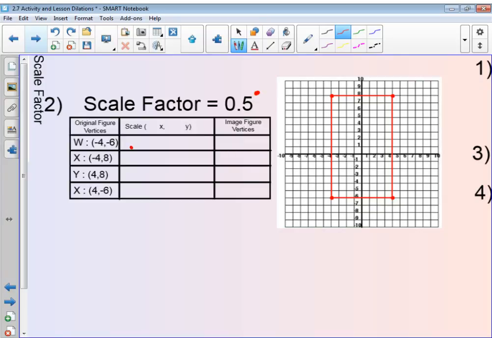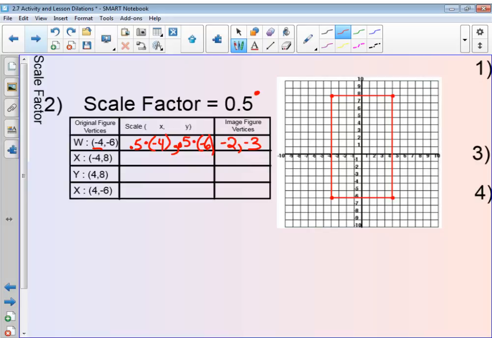So I'm going to do 0.5 times my x, which was -4. And then I'm also going to do 0.5 times my y, which was -6. If you're not comfortable with multiplying, this is where you can go ahead and use a calculator if you need to. 0.5 is the same as half. So half of -4 would give me -2. And half of -6, or 0.5 times -6, would give me -3. Okay, if you need to use the calculator, go ahead and do that.